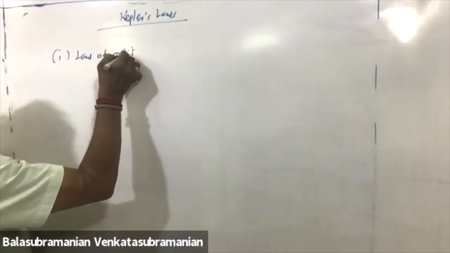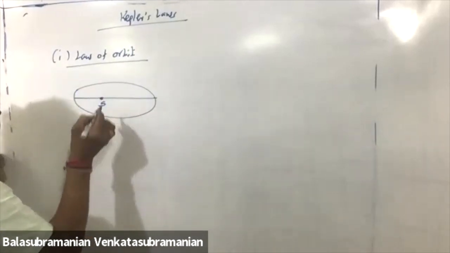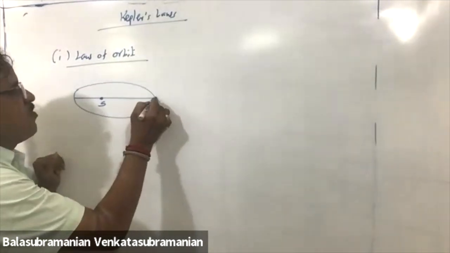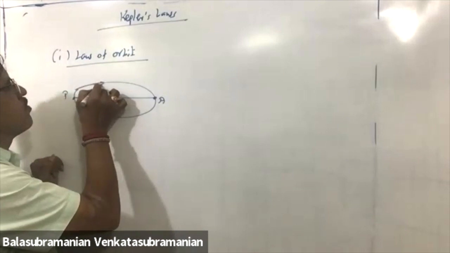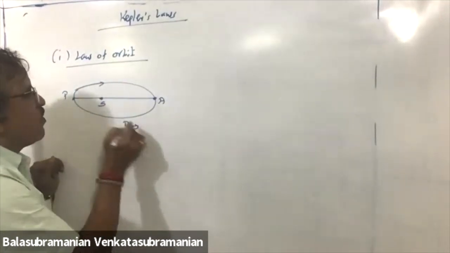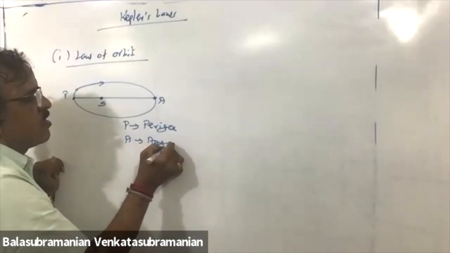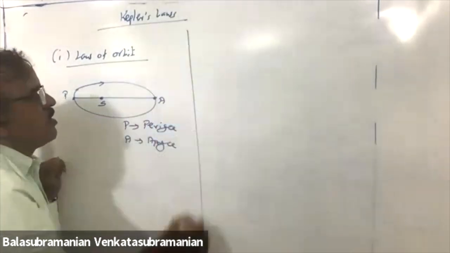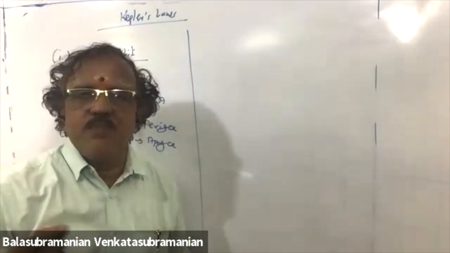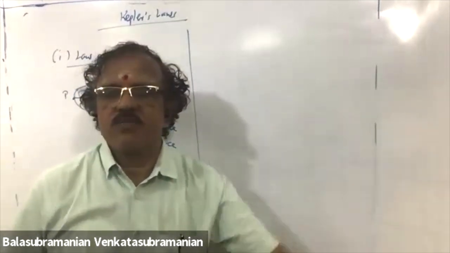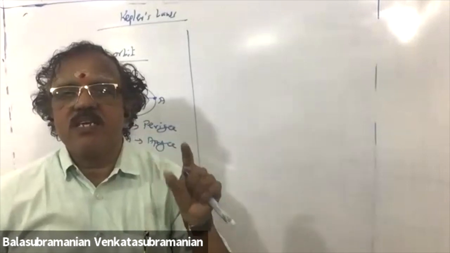Law of orbit. Sun. The planet is revolving around the sun. The closer distance of the planet, that position we call perigee. The farther distance of the planet from the sun, we call apogee. The path of each planet moving around the sun is an ellipse. That is called the law of orbit. The path of each planet revolving around the sun is an elliptical orbit. It is an ellipse. First law.